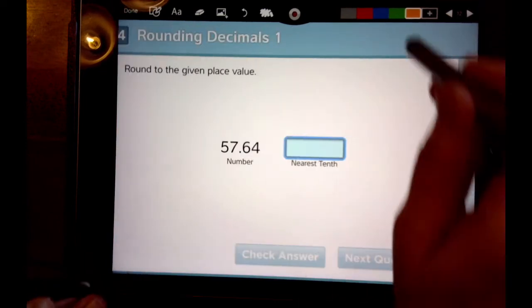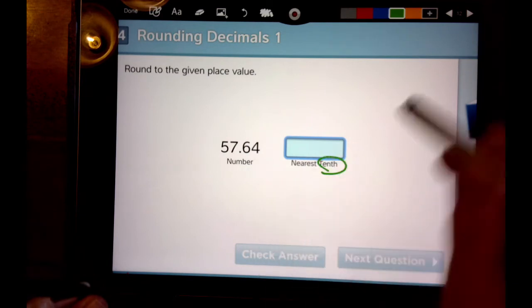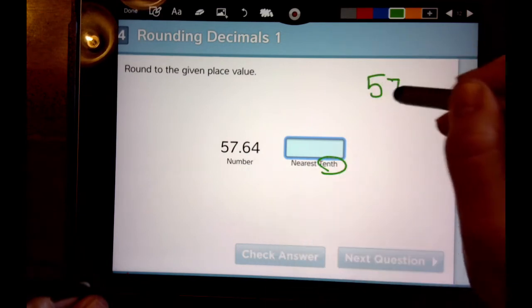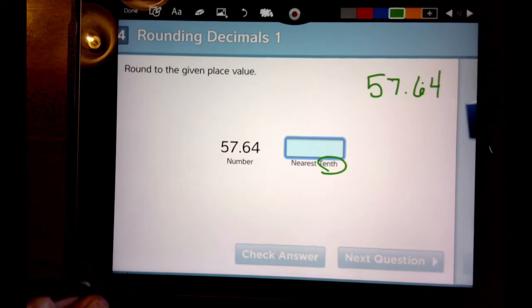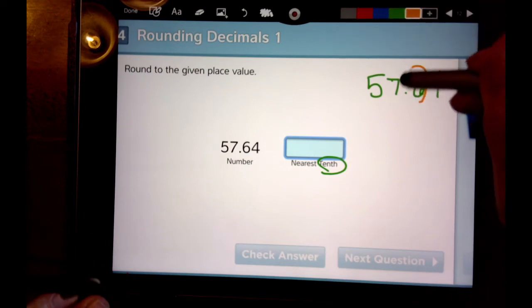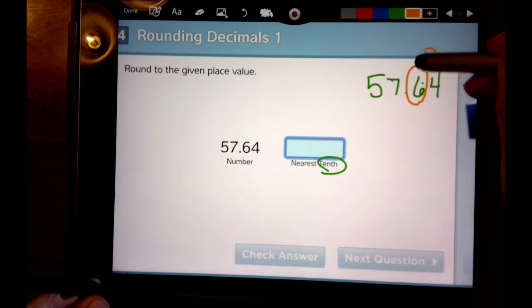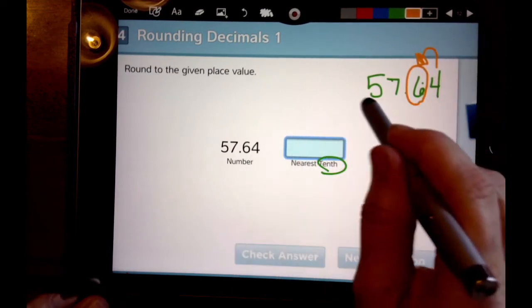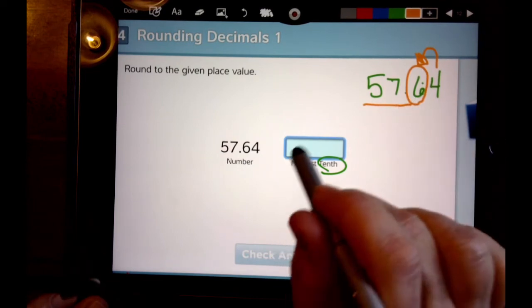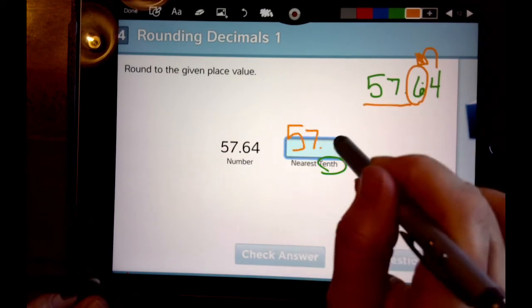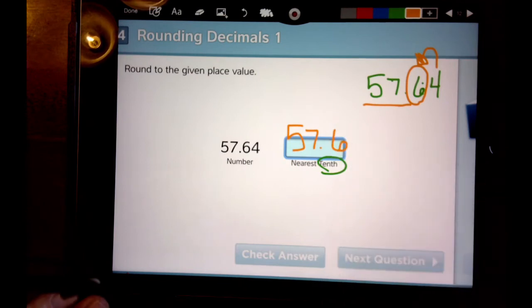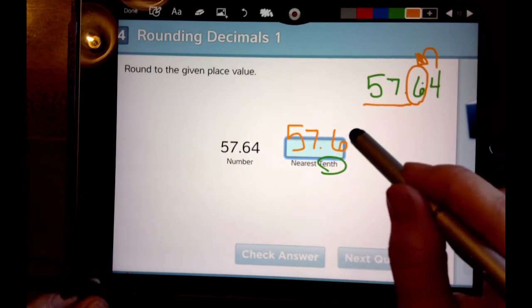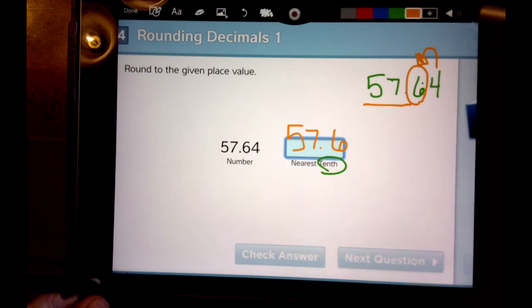We come to this next one, rounding it to the nearest tenth. So I'm going to rewrite the number 57 and 64 hundredths. I want you to think for a minute what is in the tenths place. If you said 6, you are correct. That 6 is going to remain the same, so everything over here stays the same as well. So I would round it to 57.6 or 57 and 6/10. We don't add the 0 because, again, the Vmath program will count it incorrect.